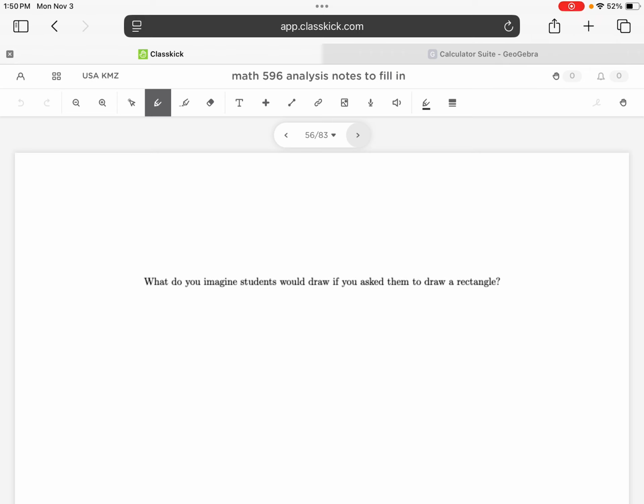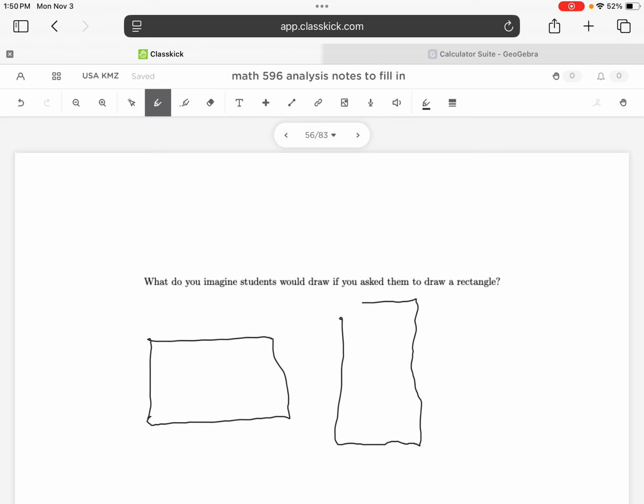Let's think about an example. What do you imagine your students would draw if you asked them to draw a rectangle? I know for me, I would probably draw something like this. I think most students would draw something like that, or maybe something along these lines. Do you think that they would draw a square? Or do you think that they would draw a non-square rectangle? I think most students, when they picture a rectangle, are not picturing a square.